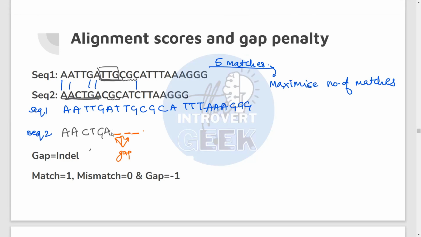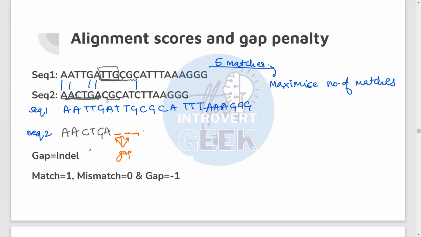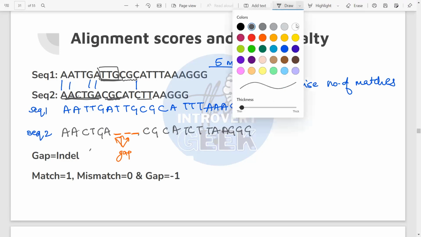So after adding three gaps, where did I add these gaps? We had A, C, T, G, A, then the three gaps. Now I can align this next sequence over here: C, G, C, A, T, then you have C, double T, double A, triple G. Now look at the alignment match.